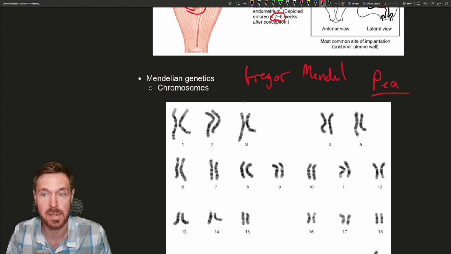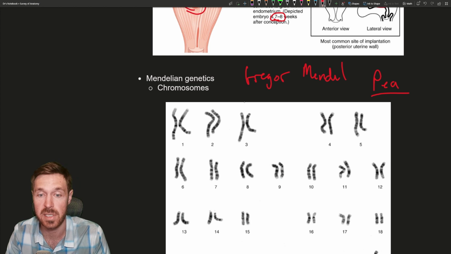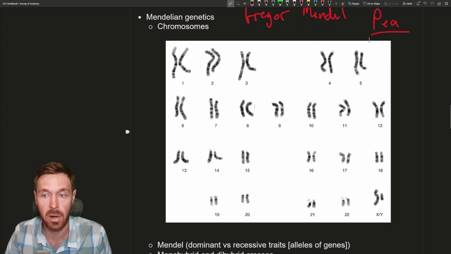And so we come across these now. We know of these as genes, and the different variations of genes are known as alleles. So you can have a dominant and a recessive form of an allele that are carried on your chromosome.